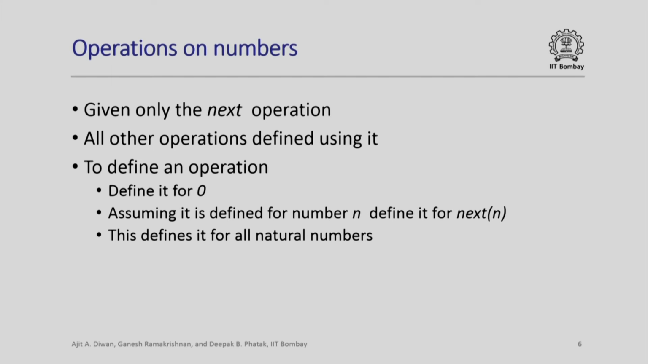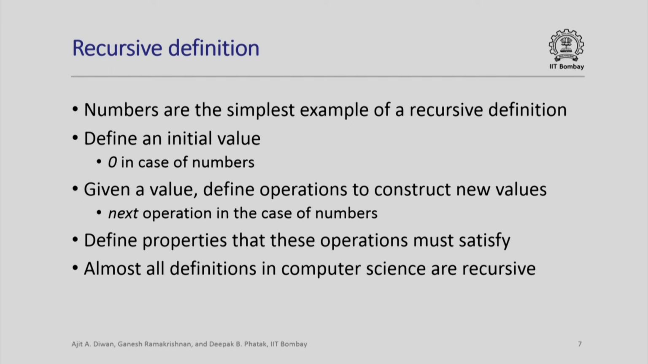Why? Because if you look at the set of numbers for which it is defined, it includes 0 because we have defined it for 0. And by the second property, it ensures that if it is defined for n, it is defined for next of n. So, the set of numbers for which it is defined includes all natural numbers, and therefore, it gets defined for all. We will soon see examples of these, of defining many other operations on numbers.